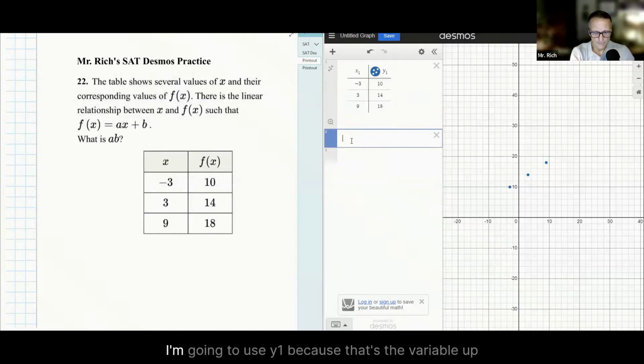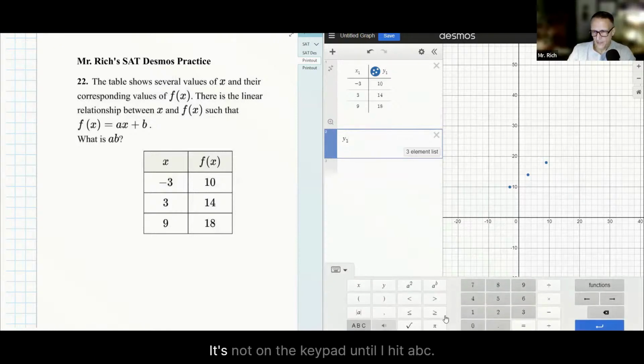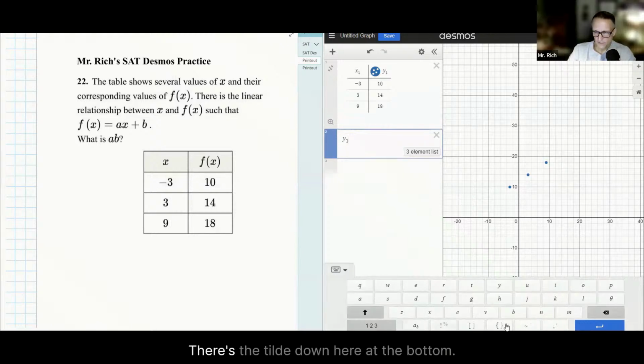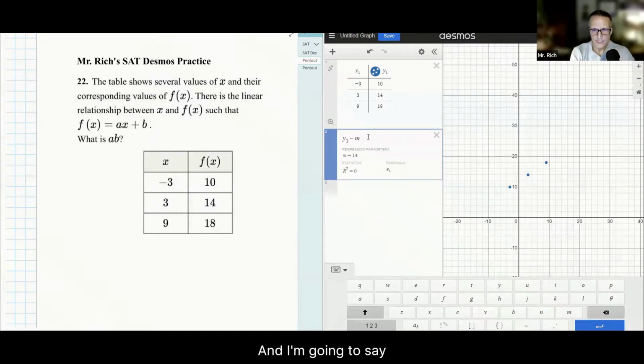Here's how you do it. I'm going to use y1 because that's the variable up here. Then here's where, if no one shows you this, you would never know that you're supposed to do this. Instead of putting an equal sign, you have to know to use a tilde. Where is the tilde? This is one of the few times I have to go to the Desmos keypad. It's not on the keypad until I hit ABC. There's the tilde down here at the bottom. When I hit the tilde, it puts a tilde there. And all the tilde does is that's the symbol that tells Desmos that I want you to do a regression on this variable y1, and I'm going to say m times x1 plus b.